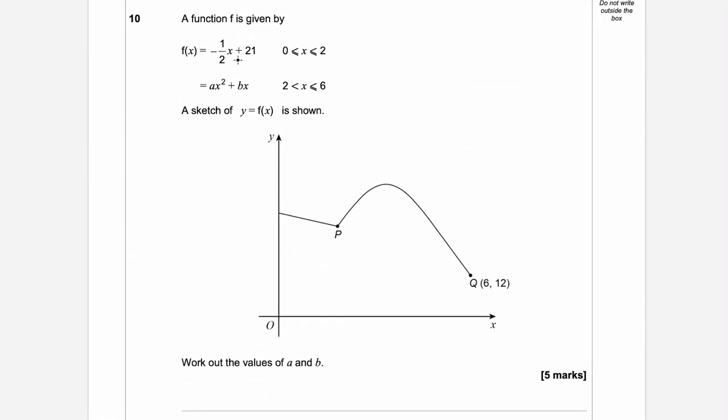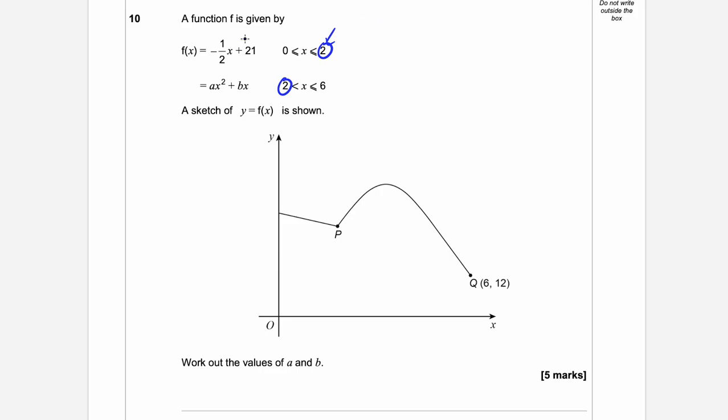Question 10. A function f is given by this. A sketch of the graph is shown. So it's a straight line and a quadratic. Work out the values of a and b. Okay, first thing to note, guys, is they meet here at point P. So they must be equal at that point. So that point is 2, because it's where the line finishes here at 2 and the quadratic begins.